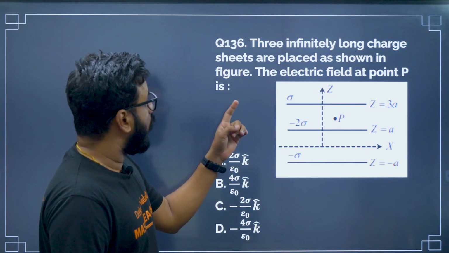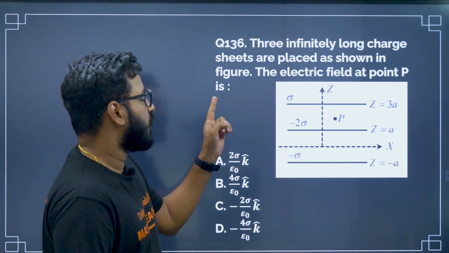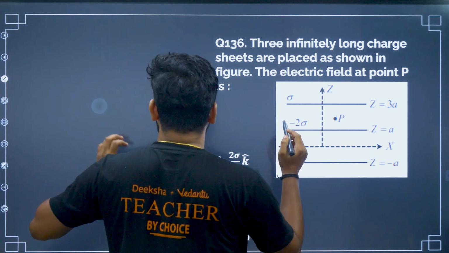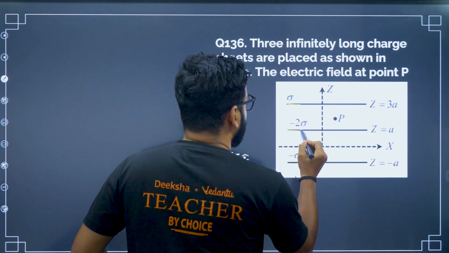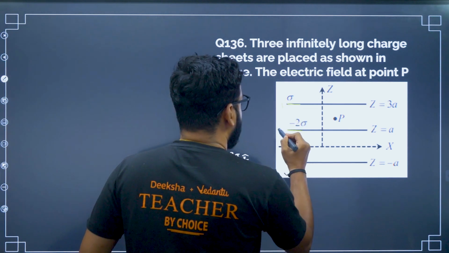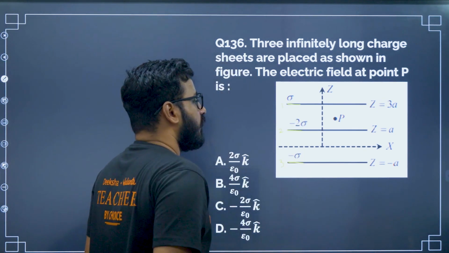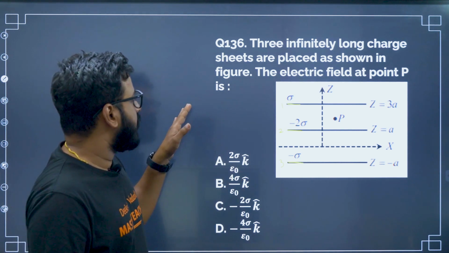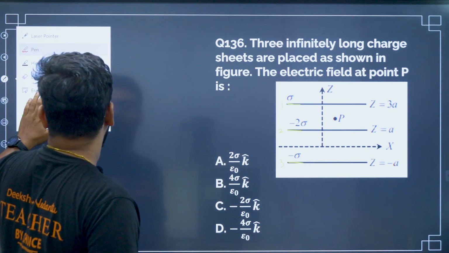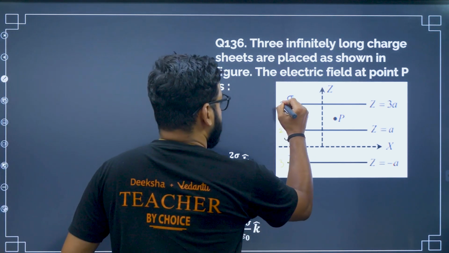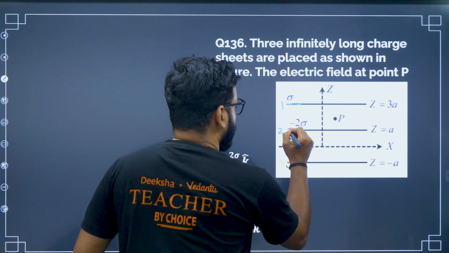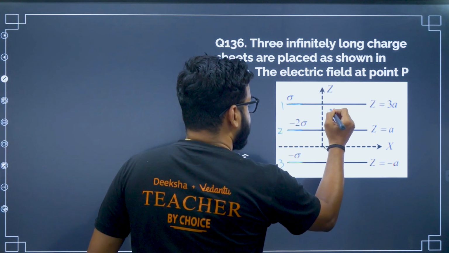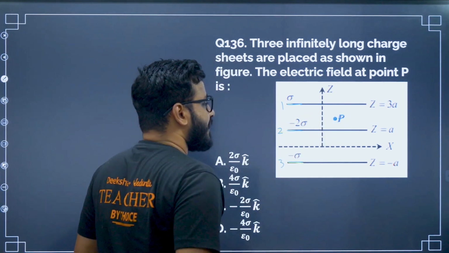3 infinitely long charge sheets are placed as shown in the figure. So these are the infinitely long sheets. This is 1, this is 2, and this is 3. Now the question is, the electric field at point P is. So this is the sheets 1, 2 and 3. So at a point P here, exactly at the center, what is the electric field?